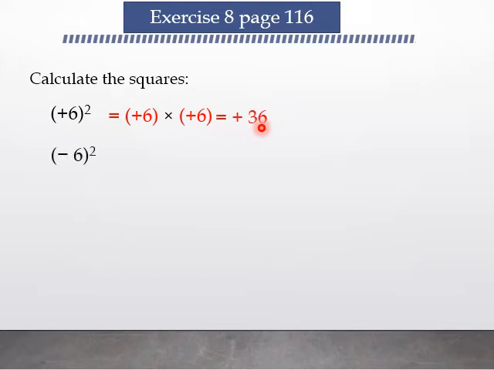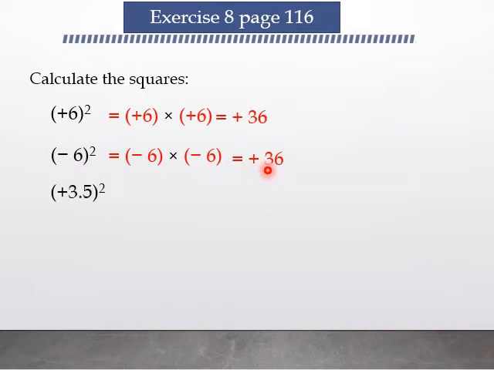What's the square of minus 6? It's minus 6 times minus 6. It's 6 multiplied by itself 2 times with its sign. Here we have a plus sign, the other one is minus 6, so I have to write minus 6 times minus 6, sign by sign, minus times minus, plus. 6 times 6 is 36. The square of a positive number or a negative number is always positive.